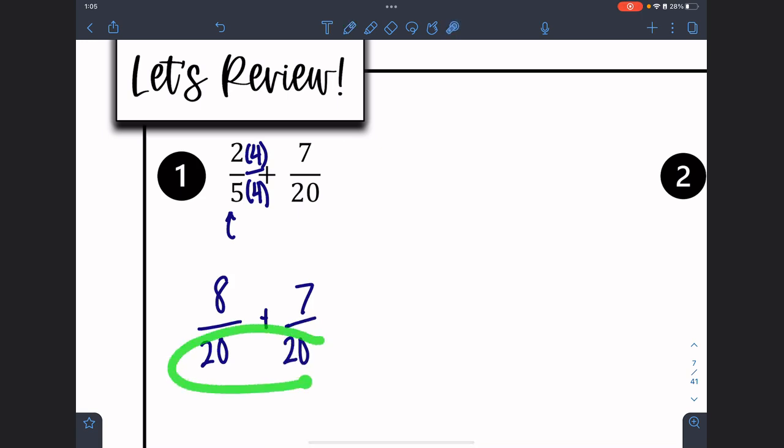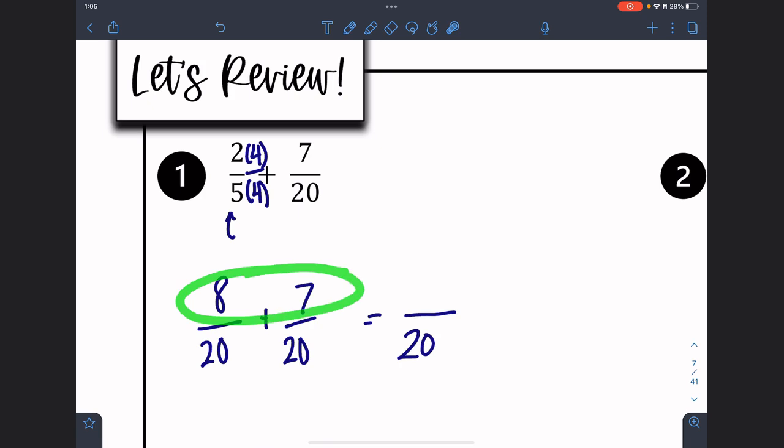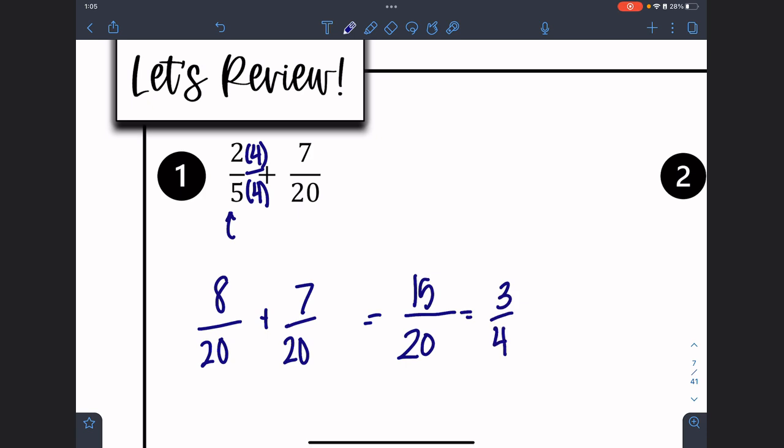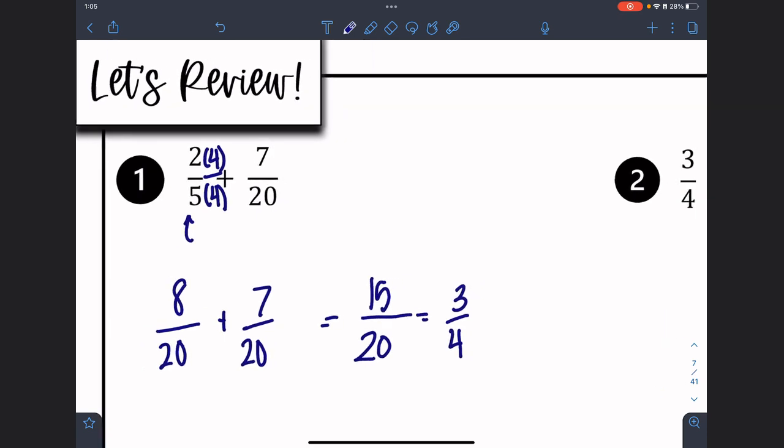And now that I have a common denominator, remember we keep the denominator the same, we add and subtract across on the top. So 8 plus 7 is 15. 15 over 20 is 3/4. So that's a very quick review over our fractions, okay, of adding and subtracting with unlike denominators.